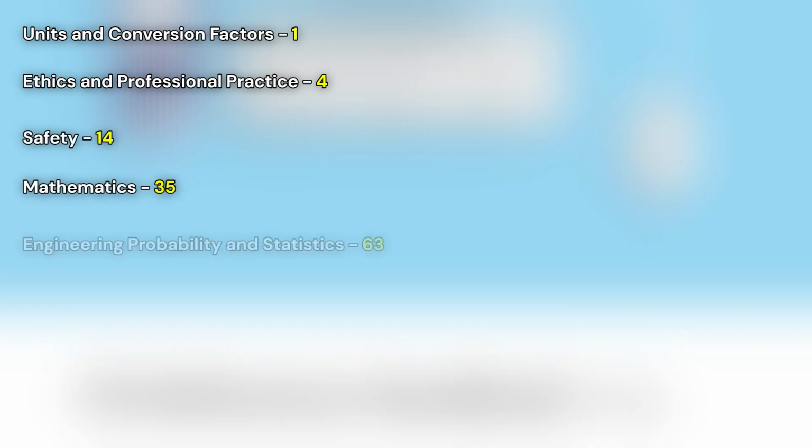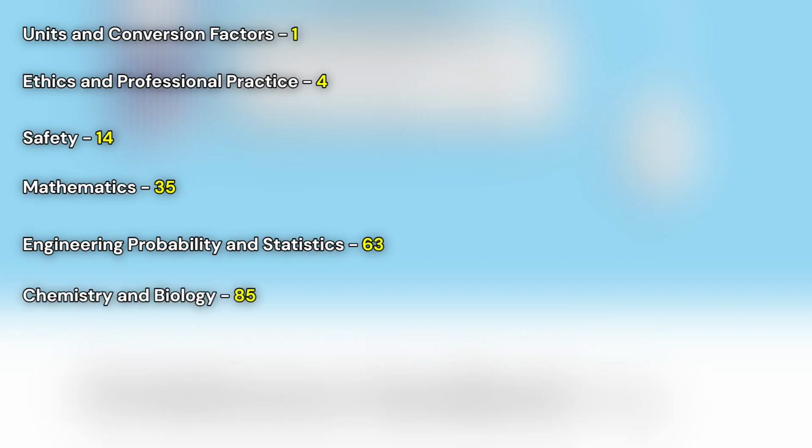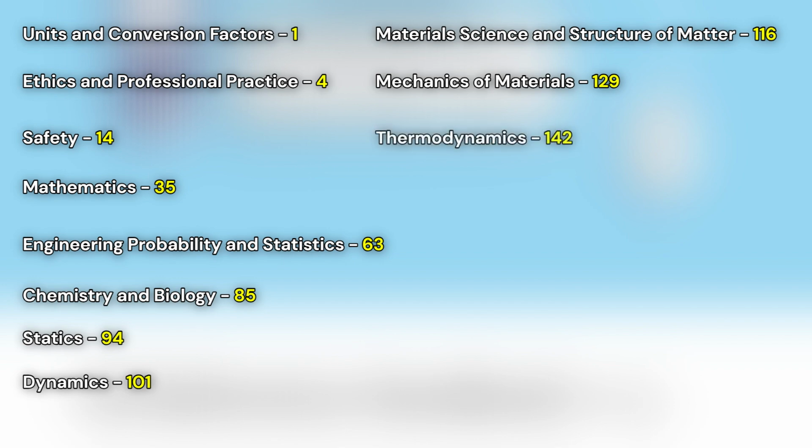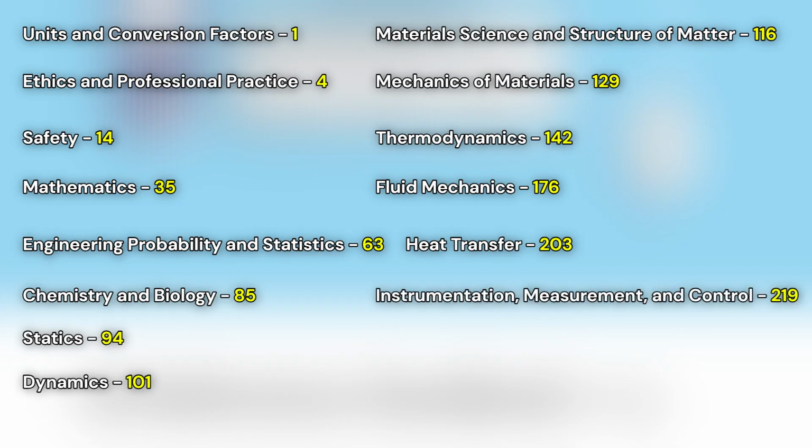Engineering probability and statistics start on 63. Chemistry and biology can be found starting on page 85. Statics are on 94. Dynamics on 101. Material science and structure of matter on 116. Mechanics of materials 129. Thermodynamics 142. Fluid mechanics 176. Heat transfer 203. Instrumentation, measurement, and control 219.